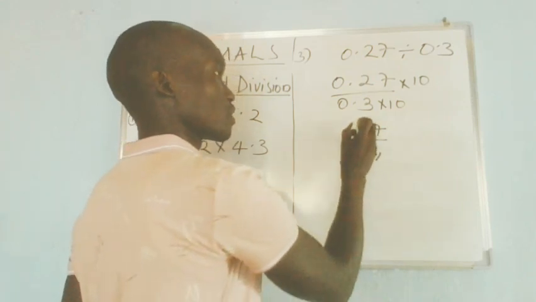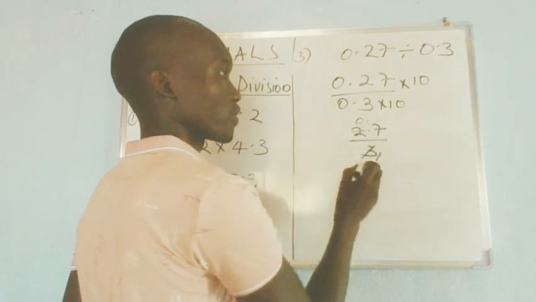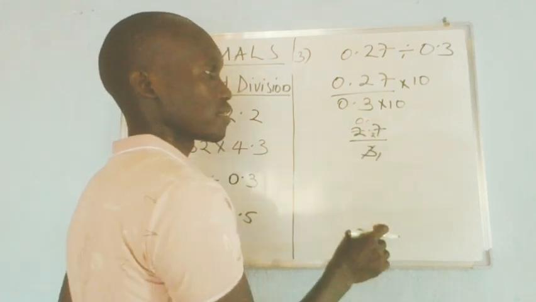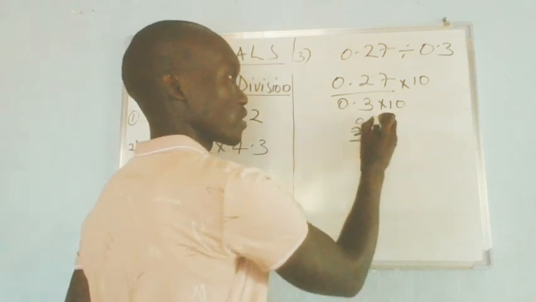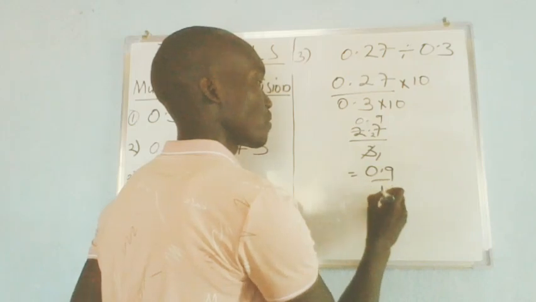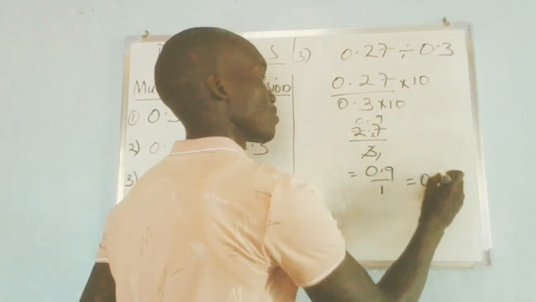27, 2.7, divide that by 3. 2 by 3 will go 0. You put a point, you put the 2 down here. So 27 divided by 3, that will be 9. So our final answer will be 0.9 divided by 1, which is equal to 0.9.